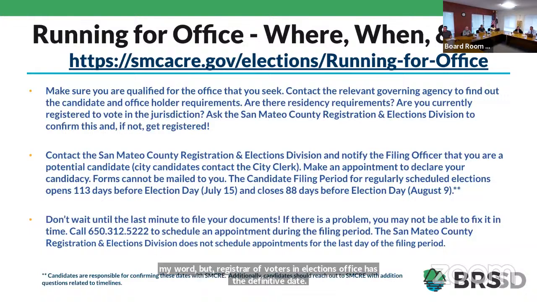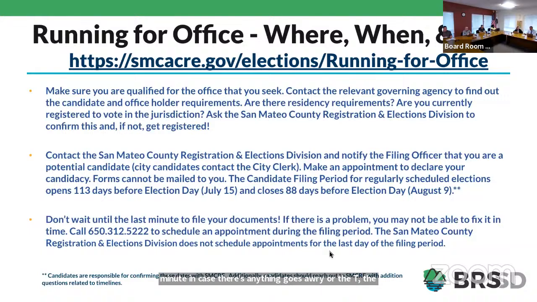Don't wait until the last minute in case anything goes awry or the I's aren't dotted or the T's aren't crossed in your application and whatnot. You want to make sure you have time to amend that.